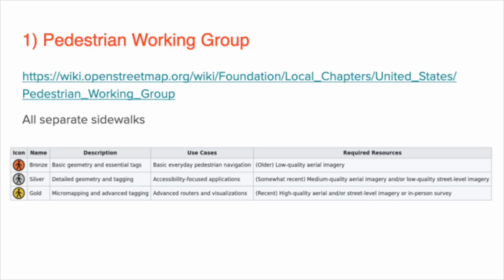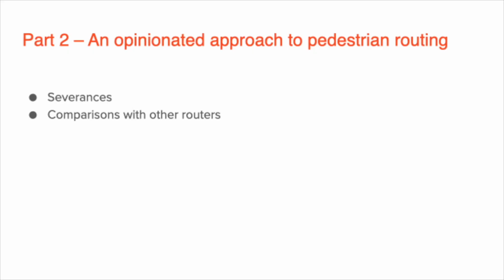But if you do want somebody in your life telling you the right way to map, go read the Pedestrian Working Group's wiki, because they have defined the right way in a lot of detail. And you can read about that. So next, I'm going to tell you not how to map sidewalks, but how to use the data in a way that I think makes good sense.